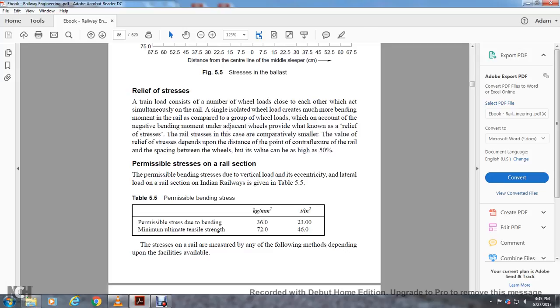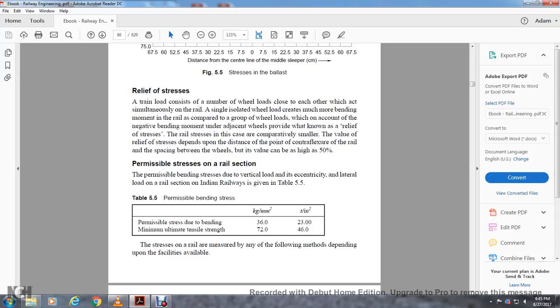Permissible stress on the rail section. The permissible bending stress due to the vertical load, eccentricity and lateral load in the rail section of Indian rails is given in Table 5.5. Permissible stress due to bending, 3.36 kilograms per millimeter squared, or 23 tons per inch squared. Minimum ultimate tensile strength, 72 kilograms per millimeter squared, or 46 tons per inch squared.